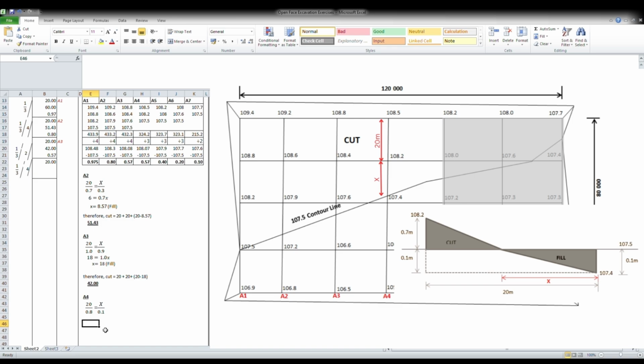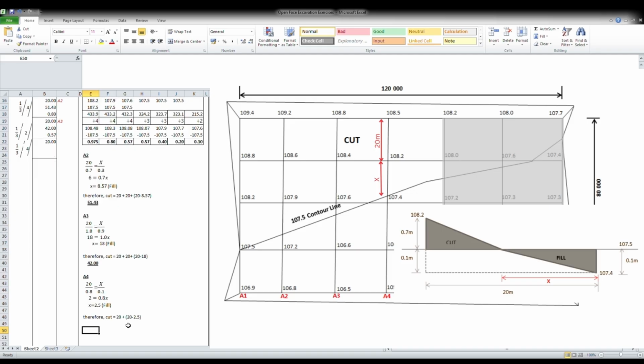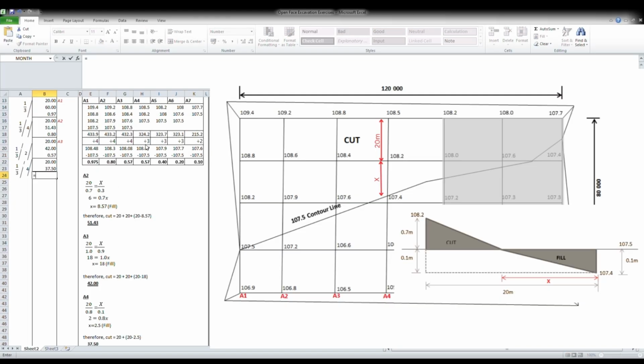And then when we cross multiply, we have 2 is equal to 0.8x, and then our x will be equal to 2.5. The 2.5 is for fill, so we need to determine for cut, which is going to be 20 plus 20 minus 2.5, and that gives us 37.50. So we can put that down in our dimension column. So we have that, and then we have our depth for A4, which is 0.57, right? And then we reference that as A4.